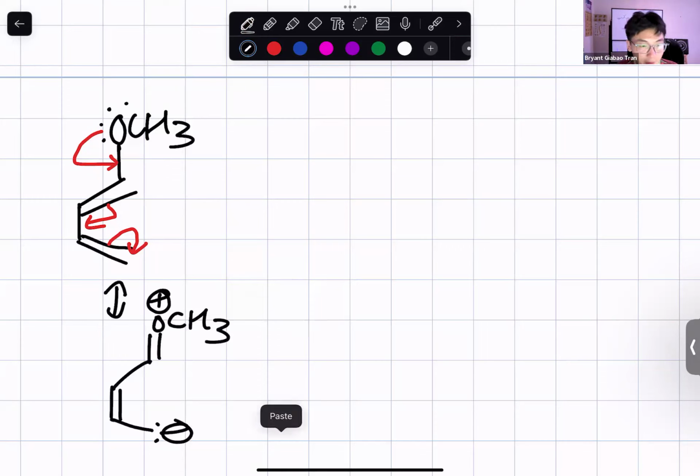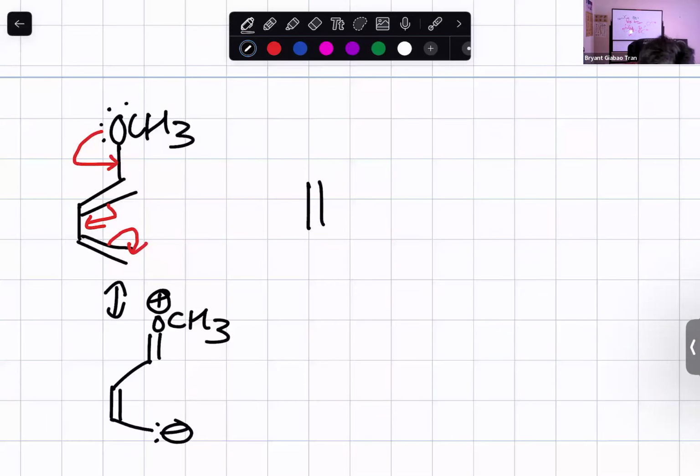Okay, does that make sense so far? Like how I got that resonance structure? Yeah, I want to make sure I go over this step by step, so then you guys get the concept of why we flip things sometimes and we don't flip things other times, right?